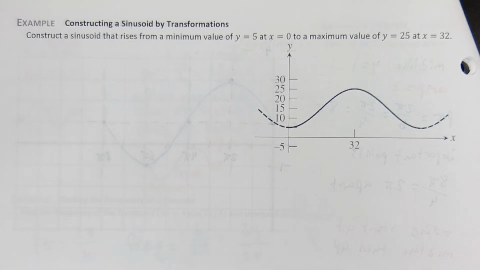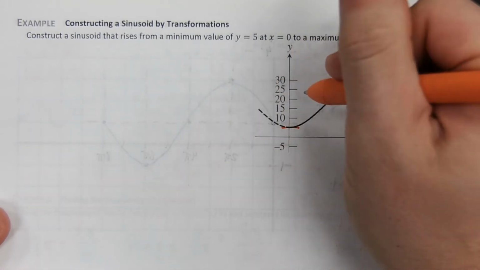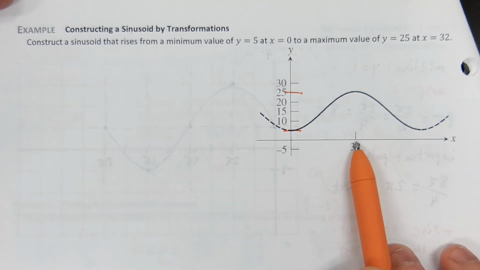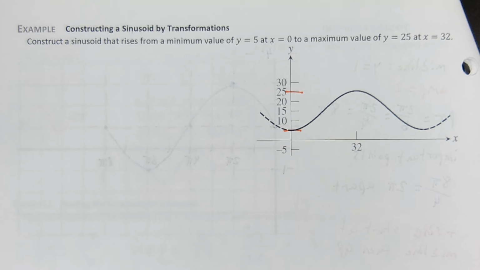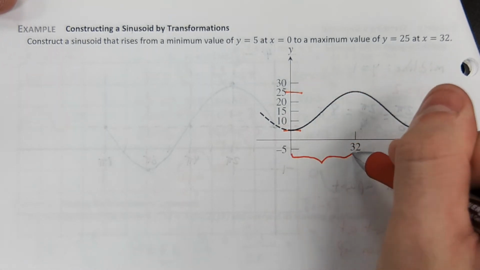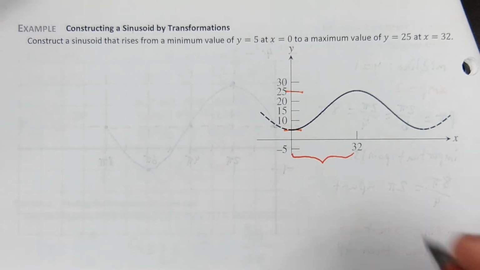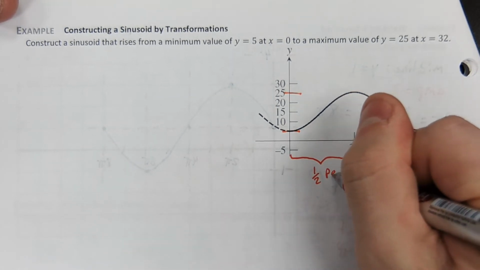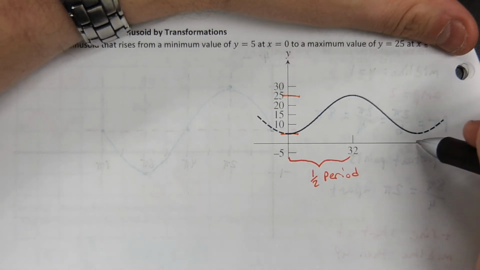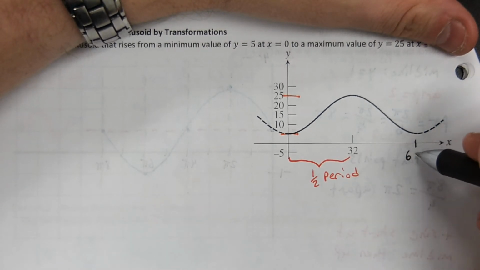We have a minimum at y equals 5 and a maximum at y equals 25. So 5 and 25. And it says that the maximum happens at x equals 32. The minimum happens at x equals 0. And that is very, very important information. Because what does this span from x equals 0 to x equals 32 represent? Half of the period. Which means we actually know the length of one full period. It is 32 times 2, 64.